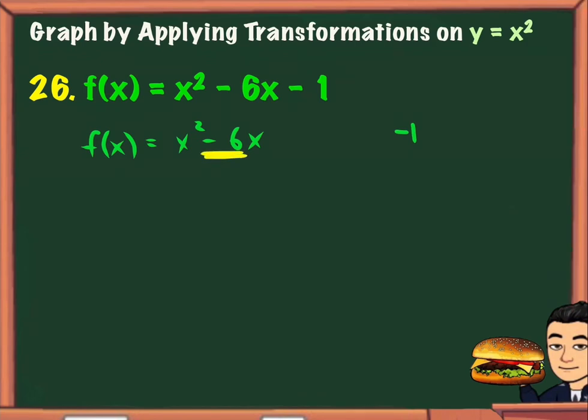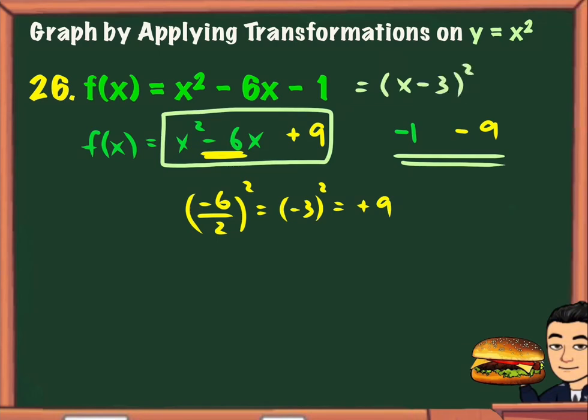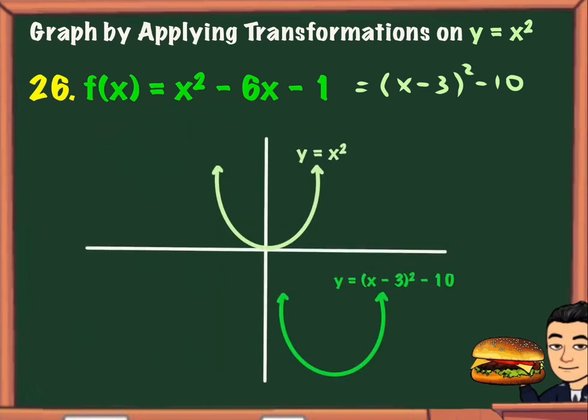Next, you want to use the -6, which is the b value. You want to divide by 2 and then you square it, and that will be the square of -3. This will be positive 9. So you want to insert positive 9 over here, and you want to put minus 9 over here. This is going to be a perfect square trinomial, and you want to combine the constants. So you can rewrite this as the square of x minus 3, minus 10. And you're going to find out that this is basically the same equation as number 24. I'm borrowing the answer from number 24, and that's it.